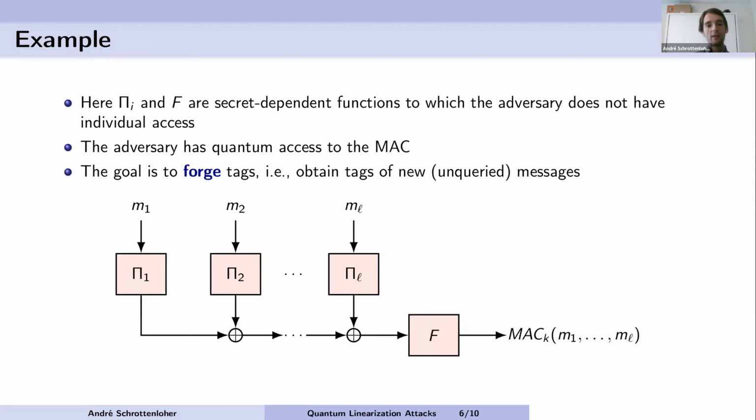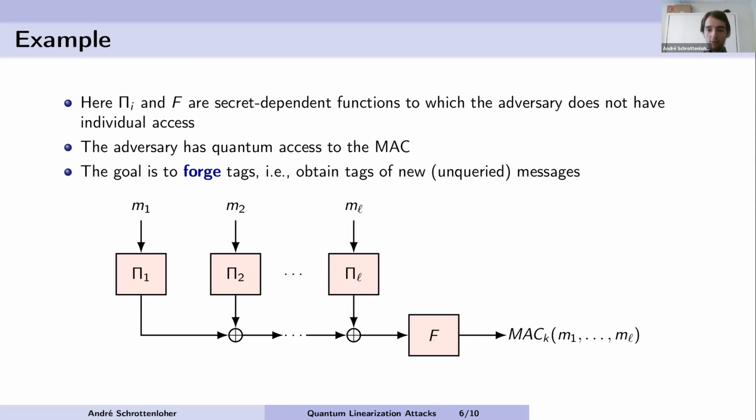So how does it work? I'm going to take a very generic example of this. And you can see, since it's very generic, there are many constructions that fall into this depiction. So let's say you take secret dependent functions, with these permutations p_i here and a function f here. And the adversary doesn't access these components. He only has access to the MAC, the whole MAC. And the goal is to forge tags, right?